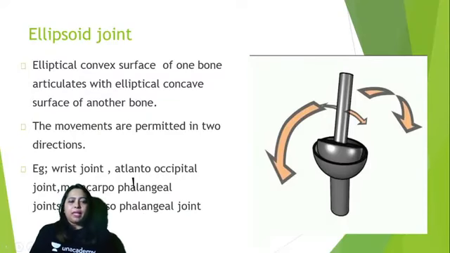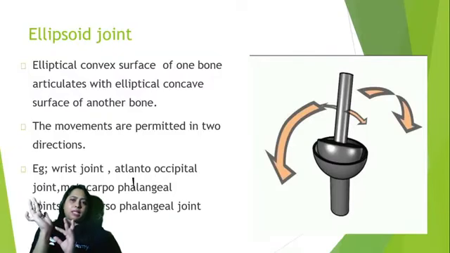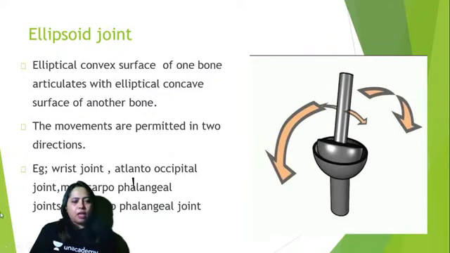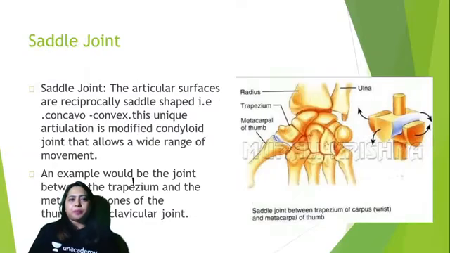metatarsophalangeal joint. The metacarpals are the ones which form your palm. The palm area is the metacarpals. And they form a joint with all these bones in the fingers, and that is called the metacarpophalangeal joint. What is this one? This is carpometacarpal. This is metacarpophalangeal. So that is ellipsoid in type, and it is an example for an ellipsoid joint.